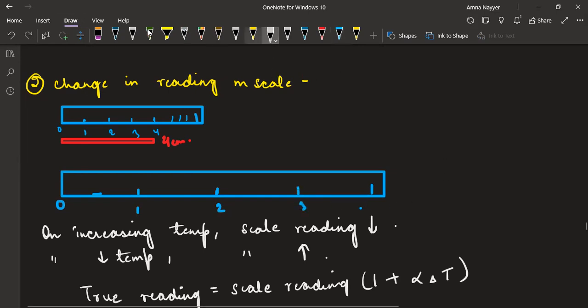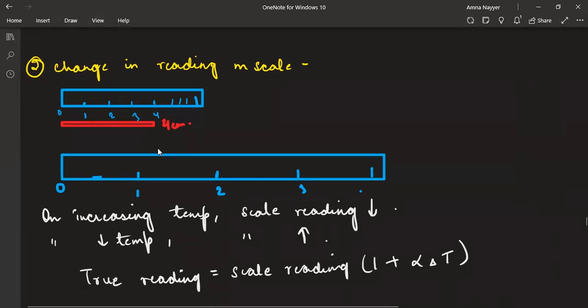So now if I measure, see, earlier this was coming exactly 4 centimeters on this scale. But now look, this is the same object. This is around 1.2 centimeters. See the difference. So if any metallic meter scale is heated, you'll get an improper reading. So there's a change in reading.